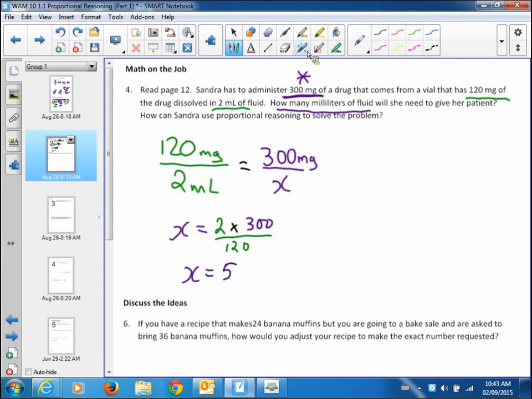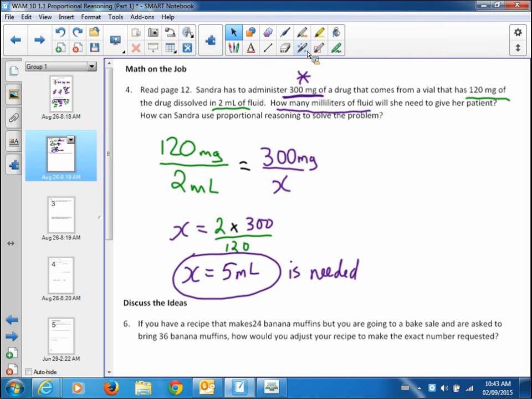5. Now what is that? Is that 5 milligrams or milliliters? Milliliters, right, because we were looking at how many milliliters. So put 5 milliliters. The fluid needed to get the patient. How many milliliters? 5 milliliters. I'm going to just put a little bit of a sentence, is needed. Okay? Try to put a little explanation.